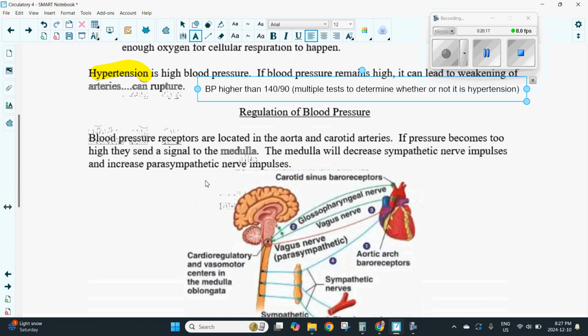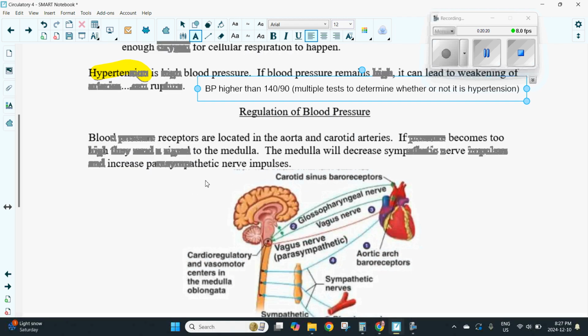So regulation of blood pressure, just like heart rate and breathing rate. Sorry, I didn't stick to the 20 minutes, but I will keep going. Heart rate and blood pressure are regulated by the body. Okay. Blood pressure also has to be regulated by the body.